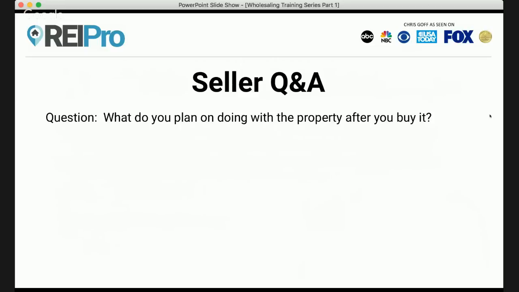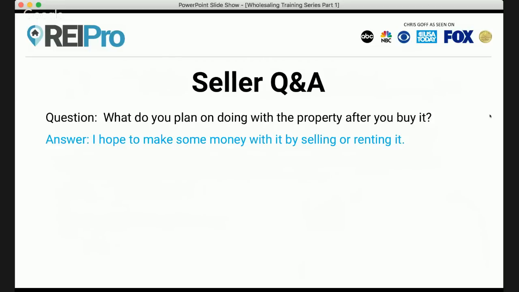But question 1, what do you plan on doing with the property after you buy it? And that might sound like a weird question, but I've been asked that question a lot. I hope to make some money with it by selling or renting it. And the reason why I say renting is because most people think you either buy or rent, right? That's how we're brought up. If I said, well, I think I'm going to make some money with it, I'm going to sell or finance it and then sell the note off, they'd be like, what? They would have no idea. They don't even need to know what I'm doing. It's not a big deal. So keep it very short and general.